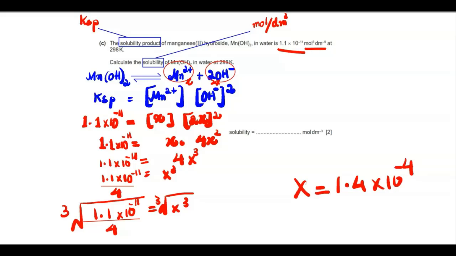And that's it. You calculated the solubility of magnesium, which is 1.4 into 10 raised to power minus 4, and if you are talking about hydroxide ion, then it will be multiplied by 2. But here they just ask for solubility, so we calculated it. It is x.